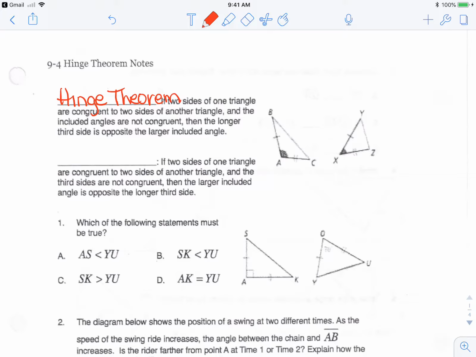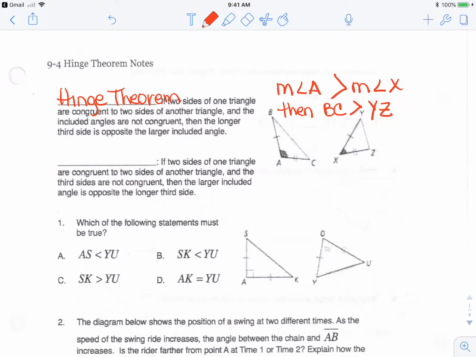So in the drawings that we have here, if we are looking at the measure of angle A, and it is greater than the measure of angle X, then what we will know is that segment BC is greater than segment YZ.